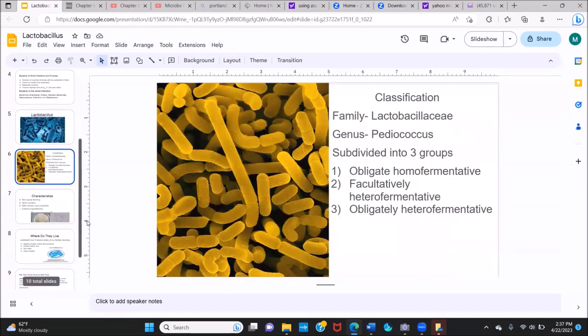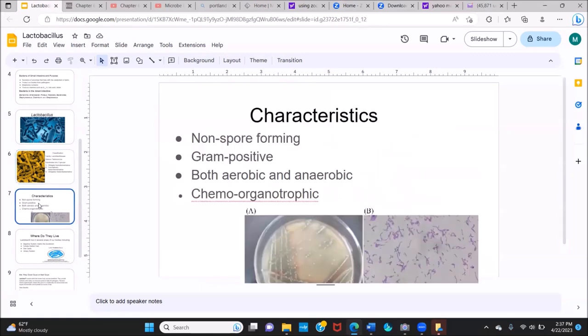Lactobacillus family is Lactobacillaceae. Genus is Pediococcus, and it is further subdivided into three groups. I've got those three mentioned right there. Lactobacillus is very prevalent within the small intestine, mainly the duodenum. This particular genus is the largest within the lactic acid bacteria family.